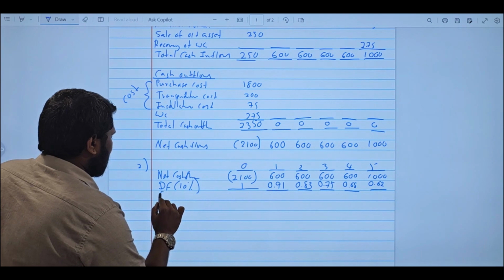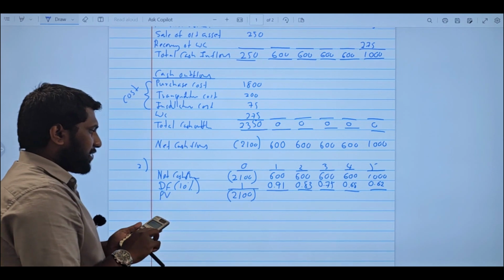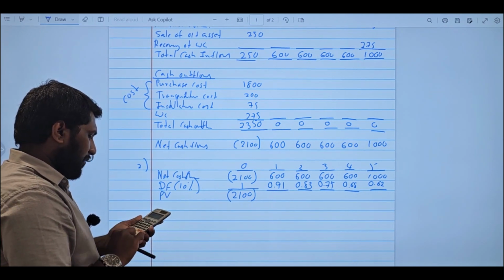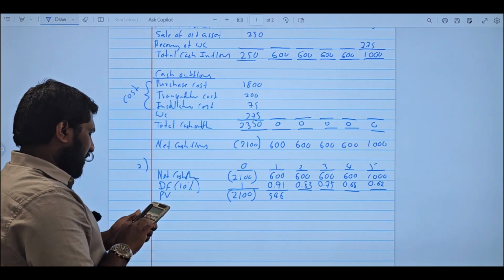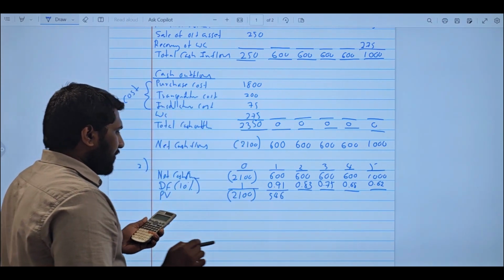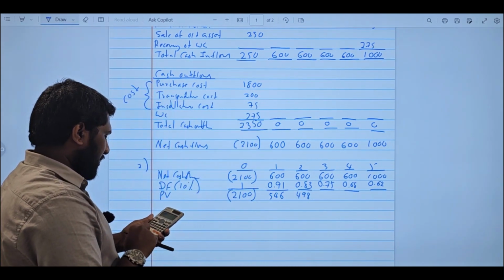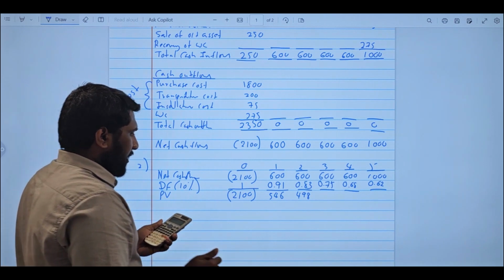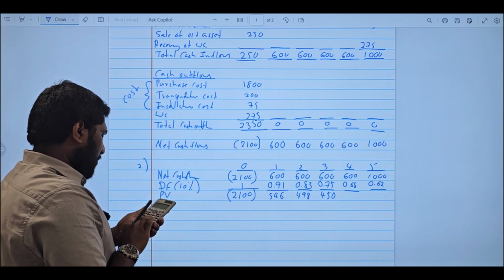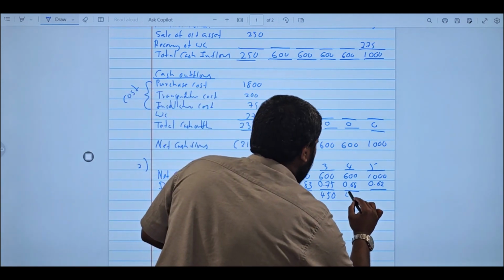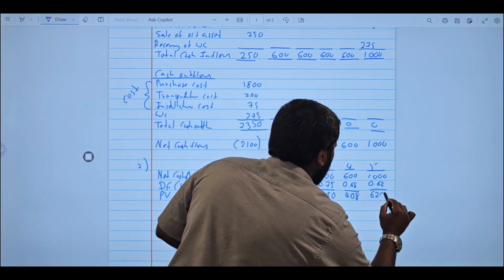So now let's get the present values. Here it is negative 2100. 600 into 0.91 is 546. 600 into 0.83 is 498. 600 into 0.75 is 450. 600 into 0.68 is 408. 1000 into 0.62 is 620.